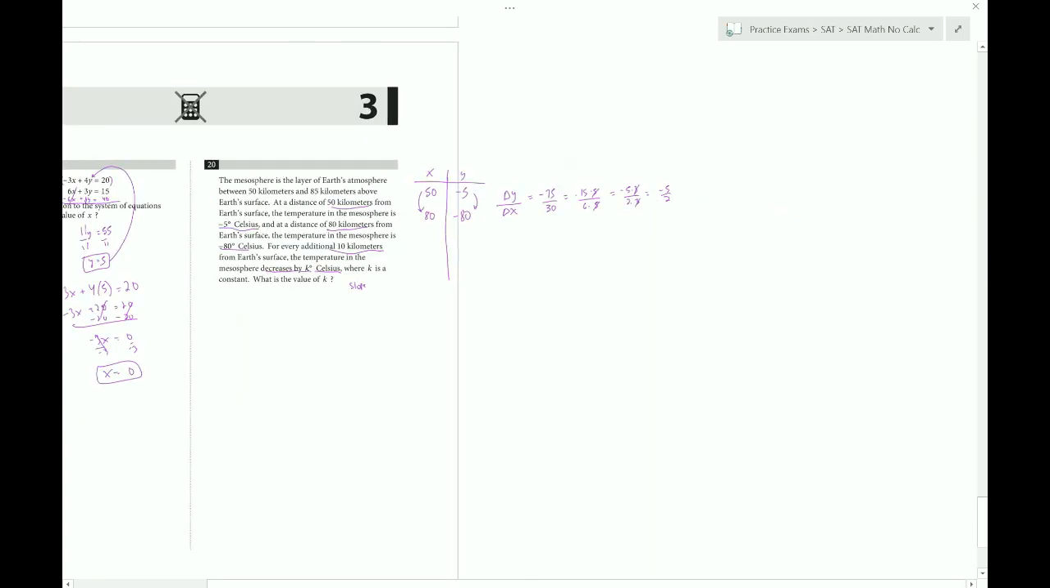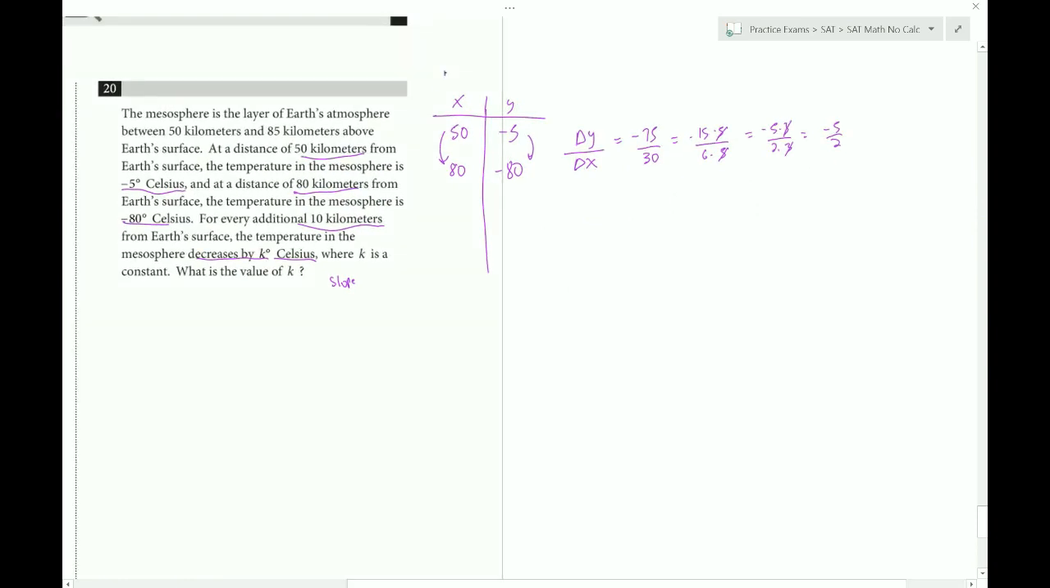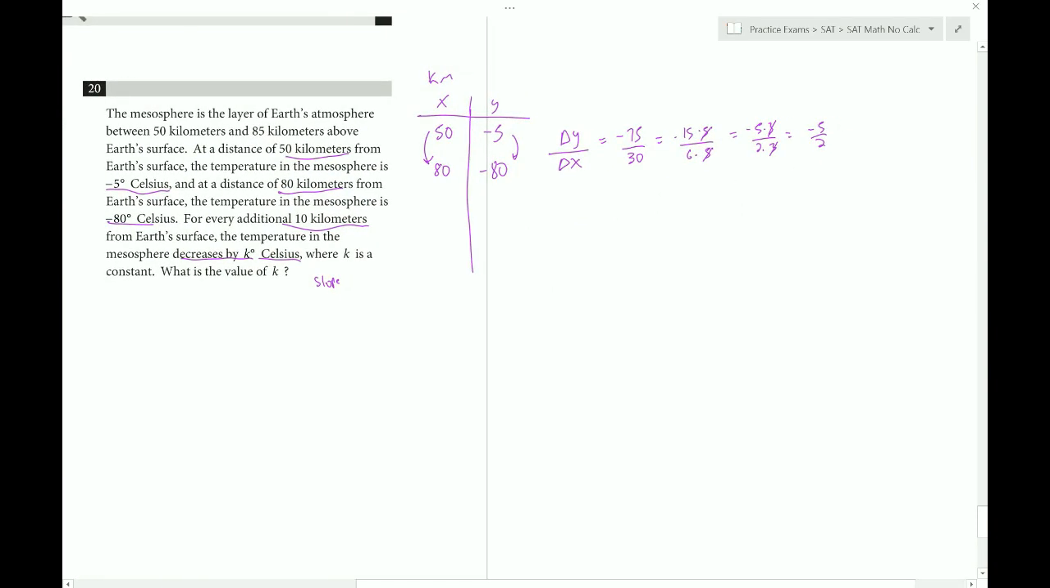And they're saying for every 10 kilometers, this is the kilometer side, and this is the Celsius side. So for every 10 kilometers, they want the change in x to be 10 kilometers. So I'm going to write that on the bottom here, and we want this change in y to be k. So we set up this proportion and solve for k. So we get negative 50 after cross multiplying equals 2k. Divide by 2 on both sides, we get negative 25 equals k. So there's our value for k.